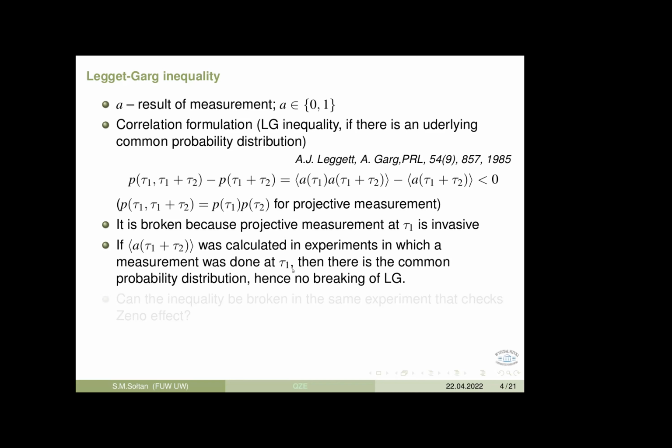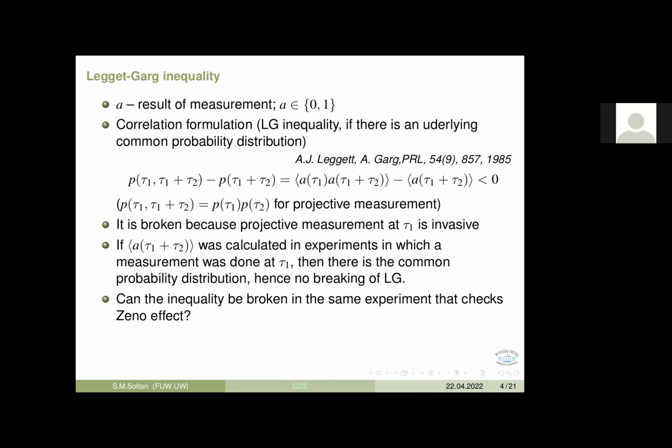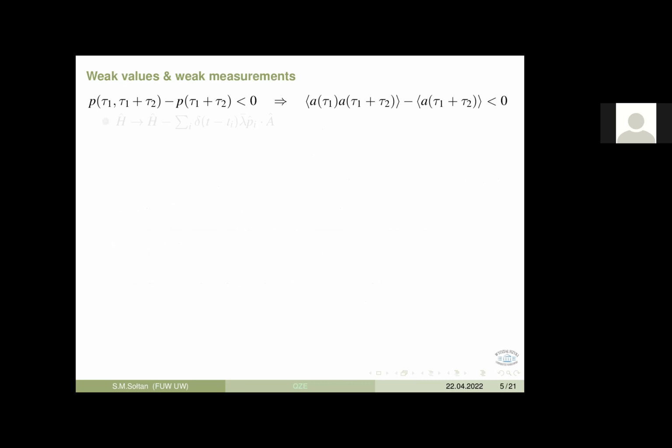So basically, one may ask the question: can this Leggett-Garg inequality be broken in the same experiment that checks the Zeno effect? So the story is that we have the Zeno effect, we have the inequality, and we want to find out if the two can occur in the same experiment. And in order to do this, the right thing would be to reformulate the problem in the context of weak measurements, and I will try to motivate this.